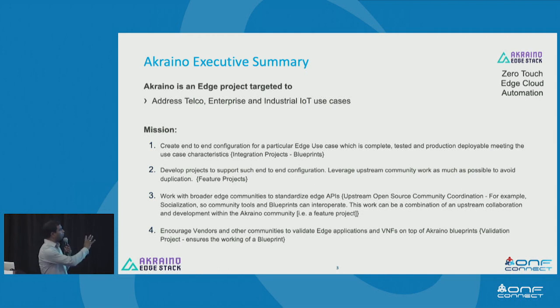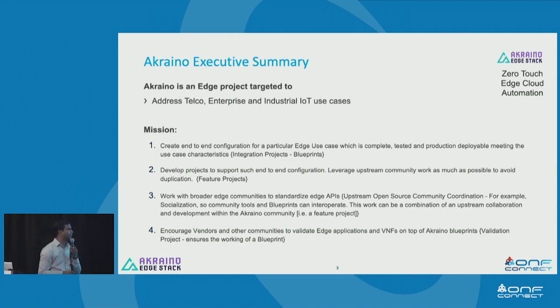As I pointed out, there are 4 key goals that this community focuses on. Number one is to create an end-to-end configuration in an installable manner into production. That is the primary goal of this community: to bring a cloud stack, an edge stack, that could be deployed for different use cases at different locations.